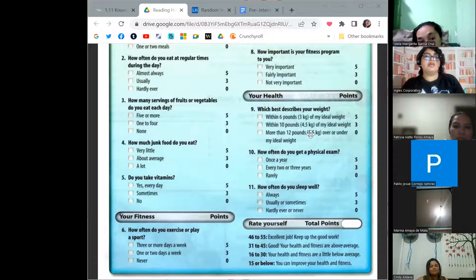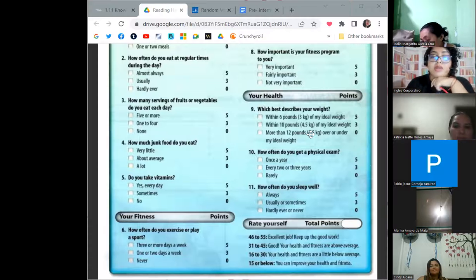Okay, we are going to begin with the points. Let's see, we have 37 puntos, and it is on the second place, and it says, good, your health and fitness are above average. Está encima de la media, encima del promedio, ¿verdad? Entonces quiere decir que estamos llevando un buen sistema, pero que podemos ir mejorando de a poco. But that's very, very good.